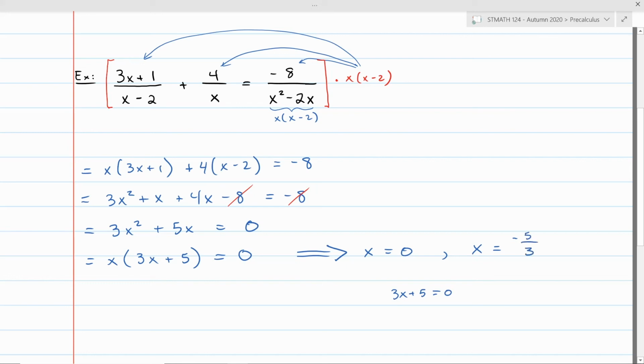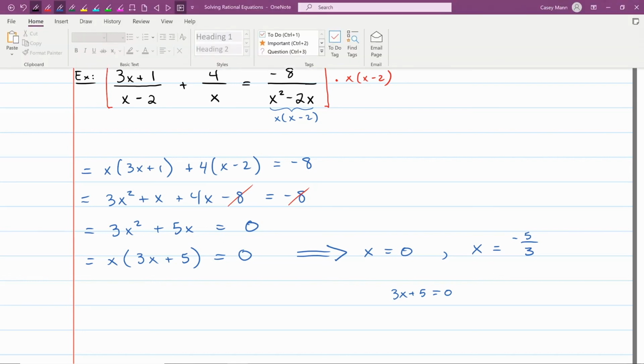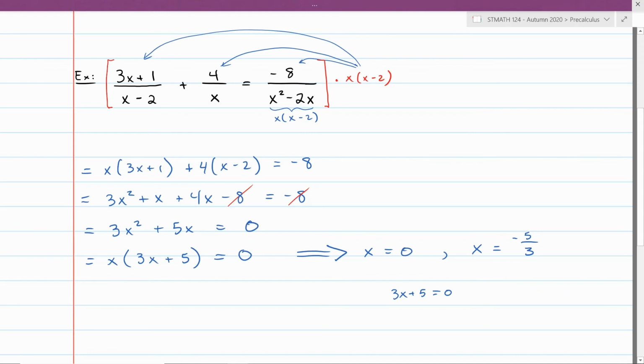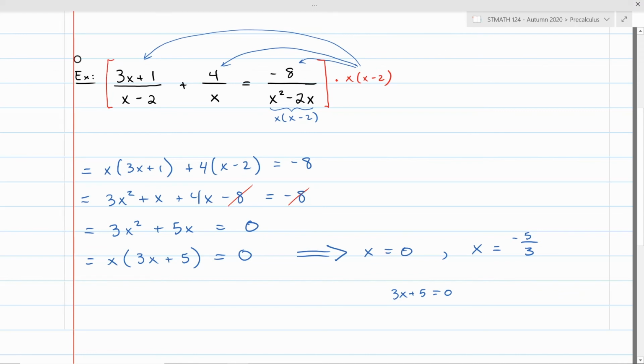Now, whenever you do this trick of multiplying both sides by the LCM, you can introduce extraneous solutions. In this particular case, you can't have x equals 0 because x equals 0 makes terms undefined in the original expression. So I have to exclude x equals 0 as a solution, right? Because you can't plug x equals 0 in right there. You also can't plug it into that fraction either. You get 0 in the denominator. Can't divide by 0. But you can plug in x equals negative 5/3.